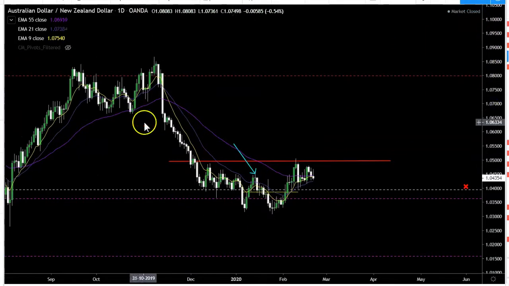So there's no trade. Aussie New Zealand, just going sideways. Here's the range, so be careful. What you need is a close above here if you're thinking of going long.